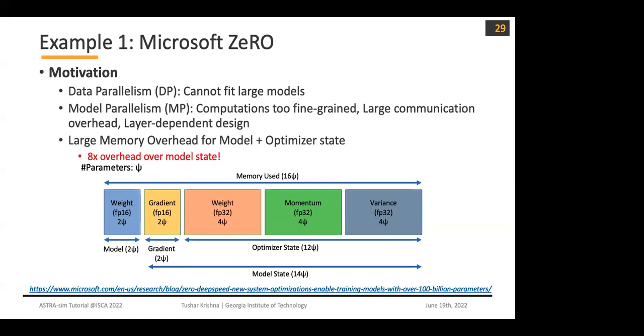So Microsoft Zero is a technique that Microsoft proposed, which was essentially looking at the fact that, of course, you're doing model parallel to split the model. But the problem is that in addition to the model state, there's also a lot of intermediate optimizer state that takes up memory. And so you actually have a huge memory overhead because of the optimizer state.